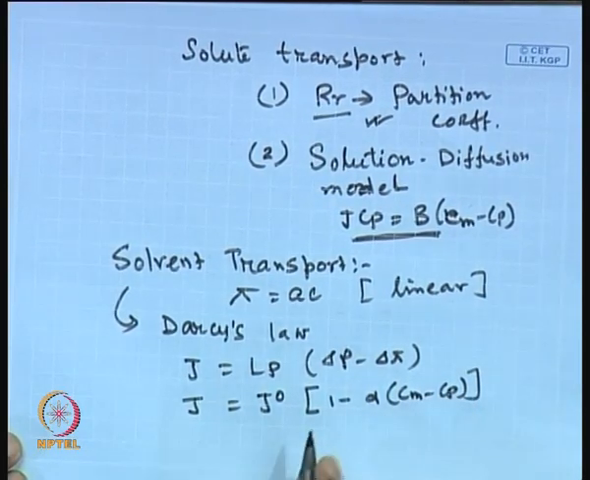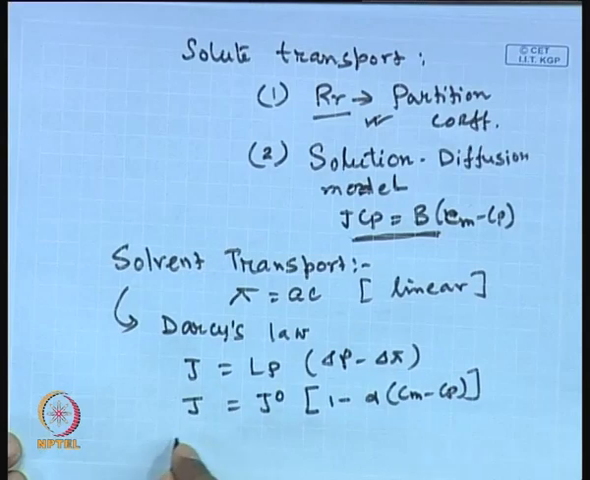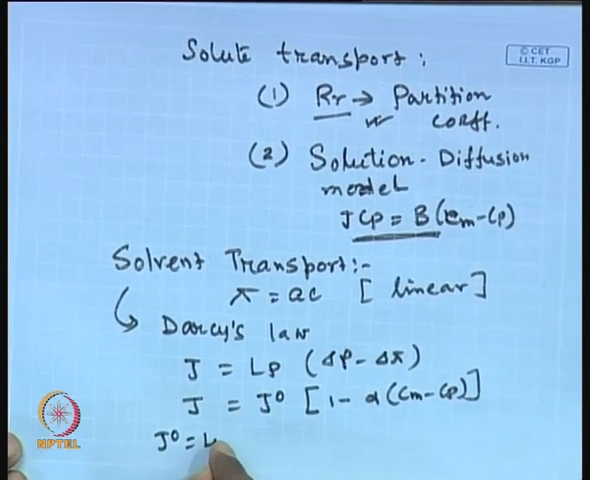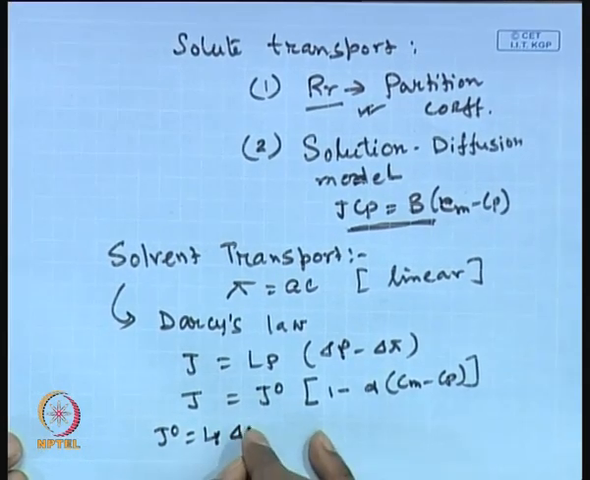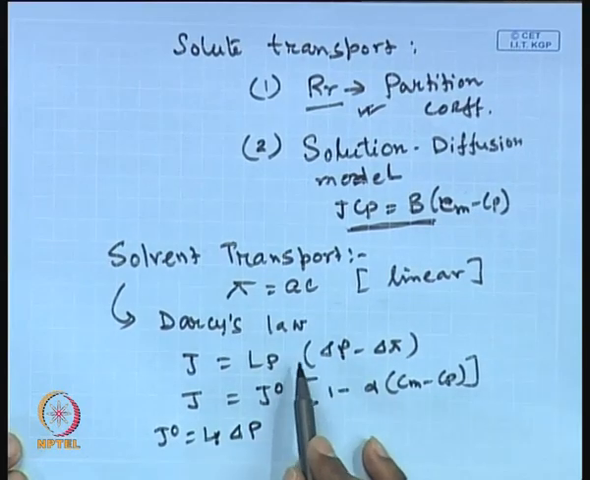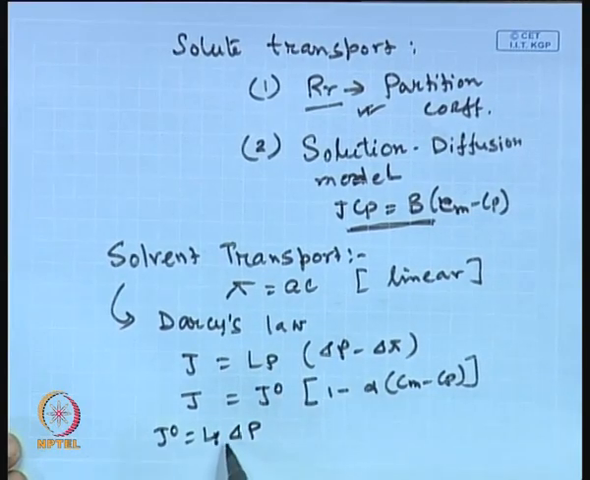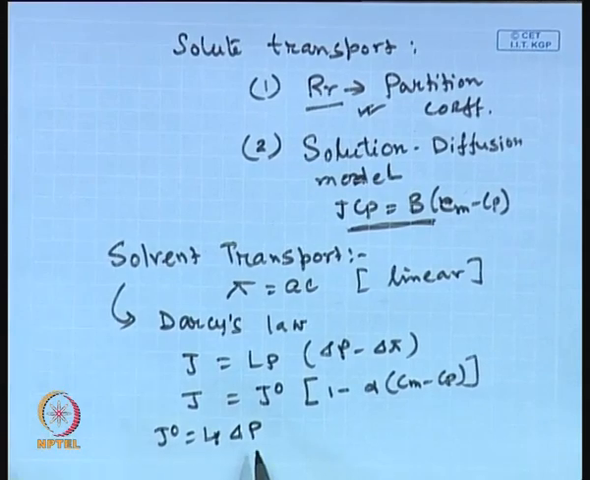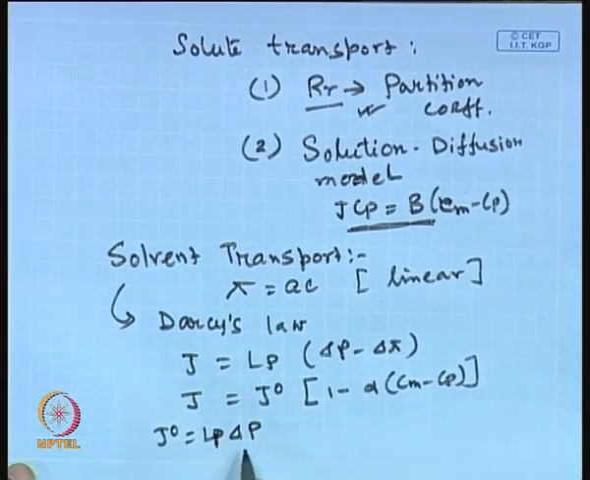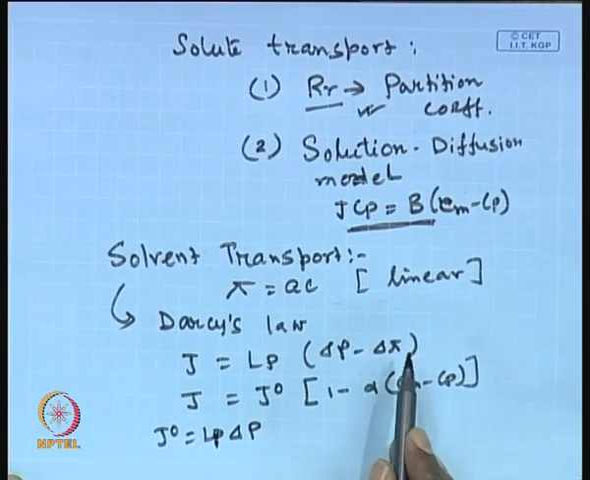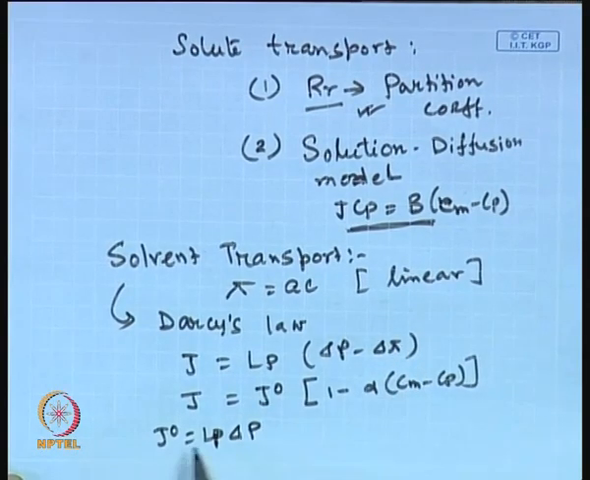What is J naught? J naught is nothing but Lp times delta p, where I take delta p common. J naught has a physical significance. Lp times delta p is the permeate flux when we use pure solvent. In pure solvent, there is no question of osmotic pressure. So, J naught is Lp delta p.